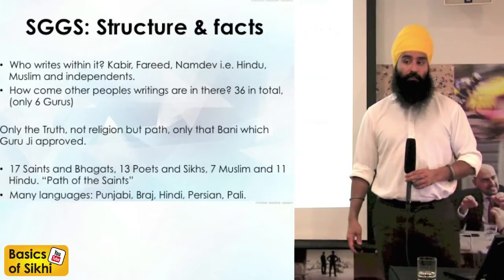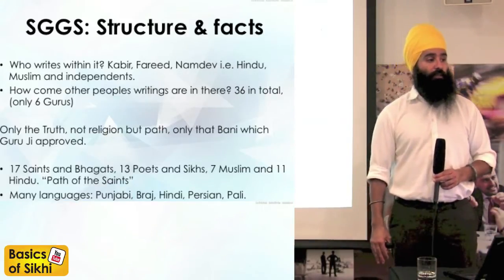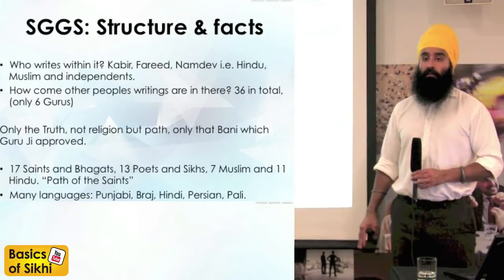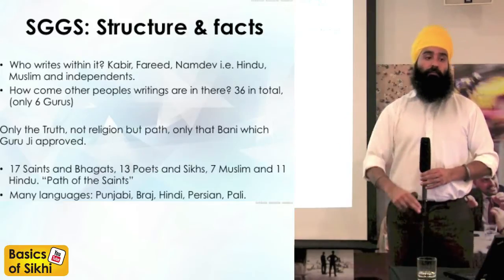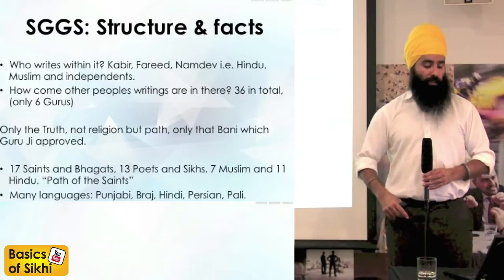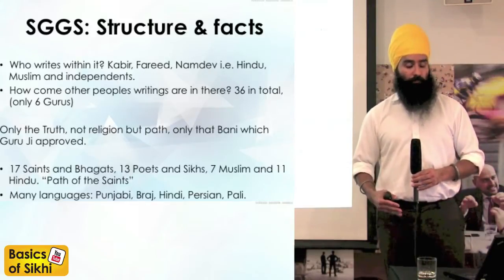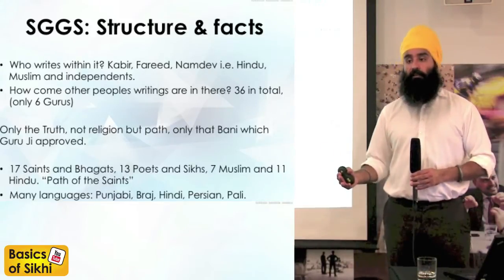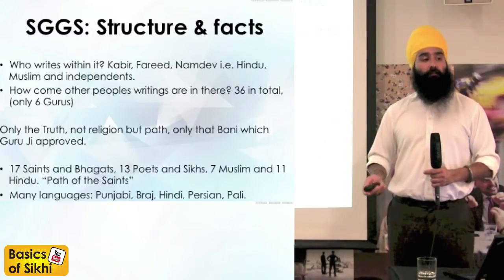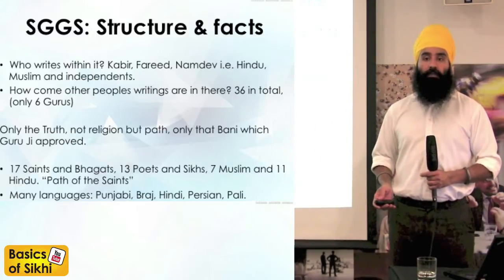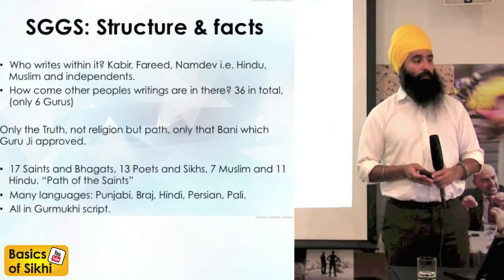Written in many languages. It's a unique scripture in that sense. You don't get normal scriptures written in different languages. Like for example, the Quran is all written in Arabic. And it's written in the Arabic of that time. But Guru Granth Sahib Ji has got Punjabi in it, Braj Bhasha, Hindi, Persian, Pali, even a Tibetan script. All these things are united by one thing. They're written in one script called Gurmukhi. Okay? So Gurmukhi really is the script of Guru Granth Sahib Ji.